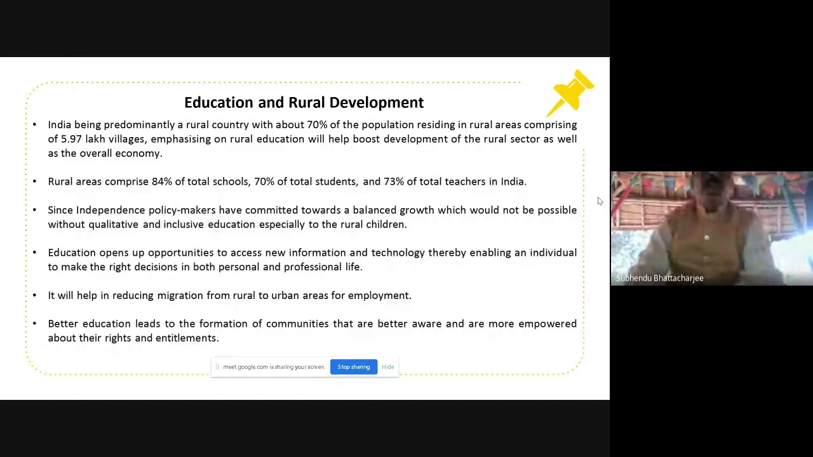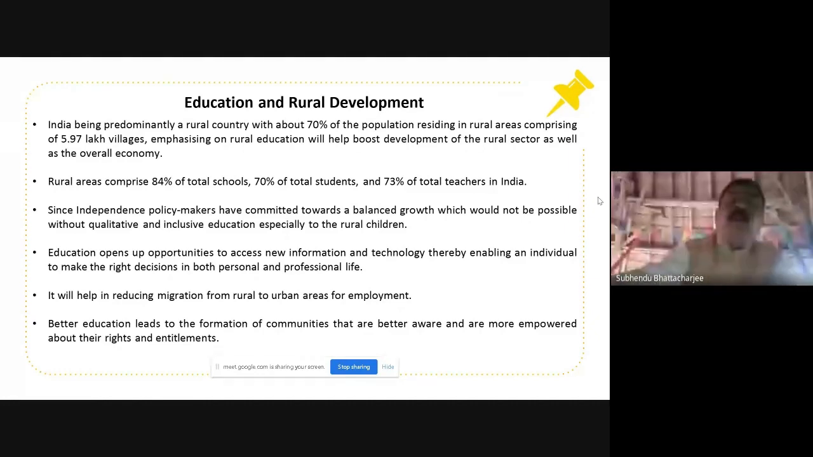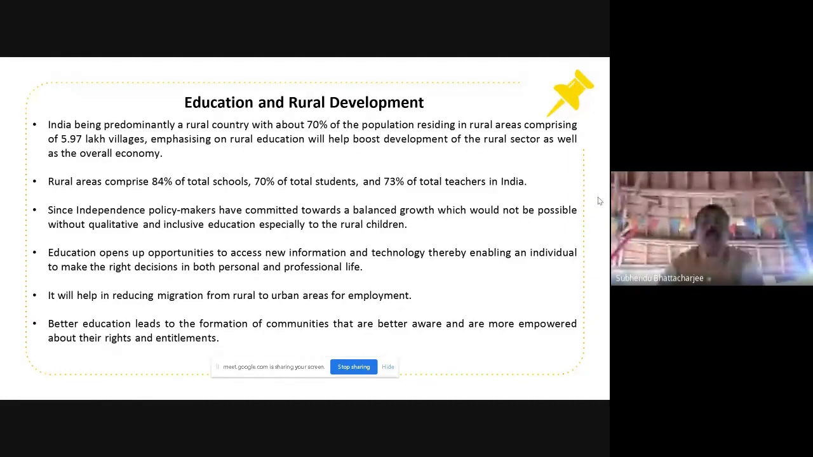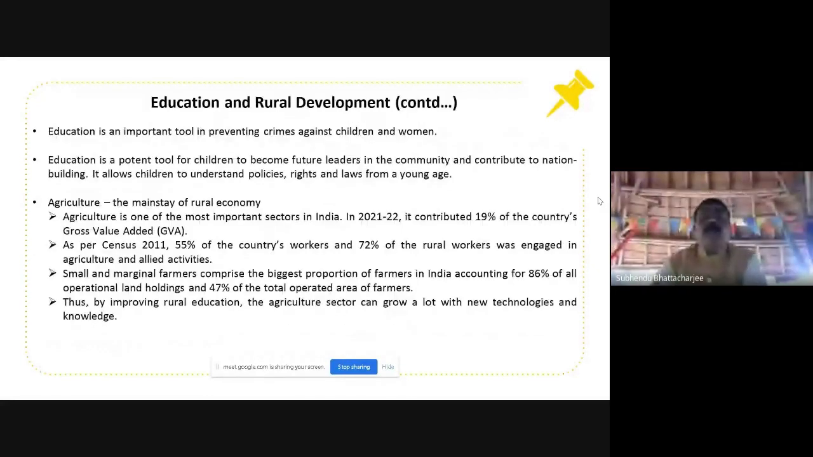And since independence, our focus has been inclusive education, especially for rural children, and five-year planning was started. If you look at the Kothari Commission and the national education policy of 1986, and the 2020 national education policy, all have laid emphasis on quality rural education. I will come to that later.